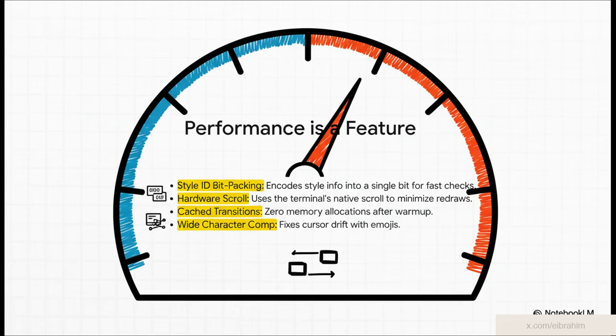This obsession with speed just goes deeper and deeper. They're using tricks like bit packing, literally cramming styling info into a single bit so they can check it at lightning speed. They tap into the terminal's own hardware scrolling to avoid having to redraw everything. It makes one thing crystal clear. For this team, performance wasn't just a feature, it was the whole point.